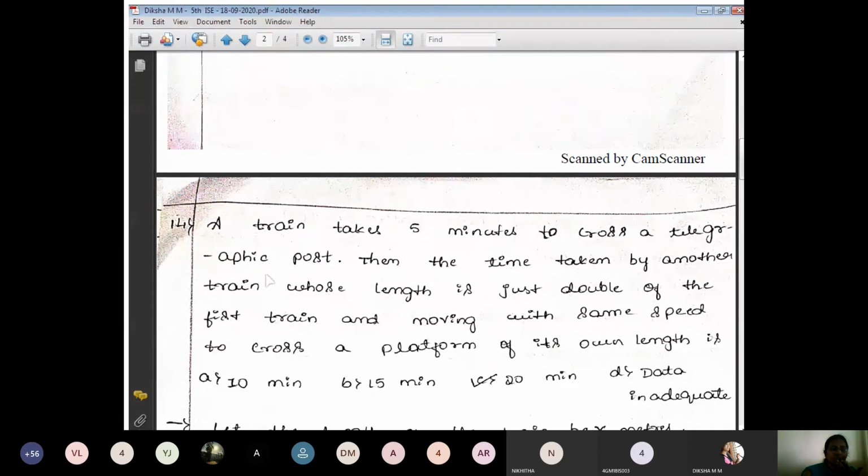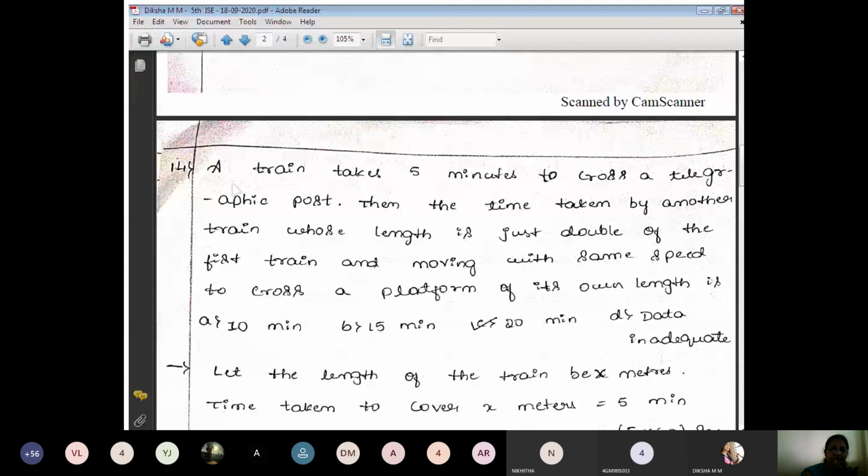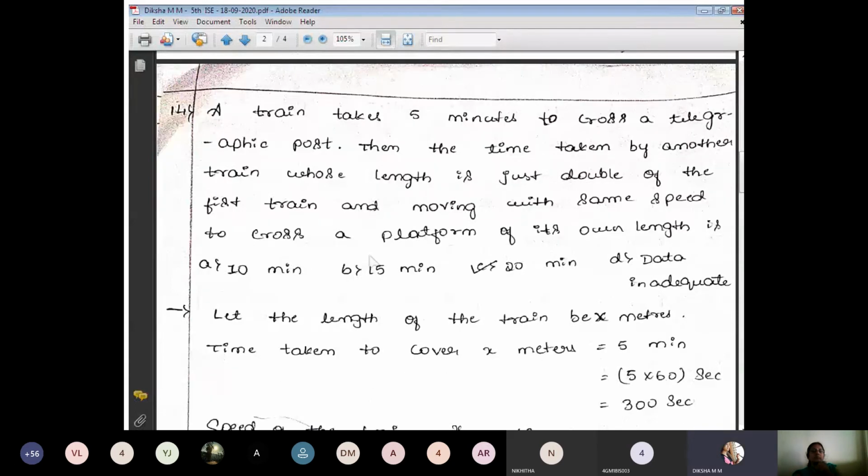Okay, continue Diksha. Third problem, train. Yes, ma'am. A train takes 5 minutes to cross a telegraphic post. Then the time taken by another train whose length is just double of the first train and moving with the same speed to cross a platform of its own length is.